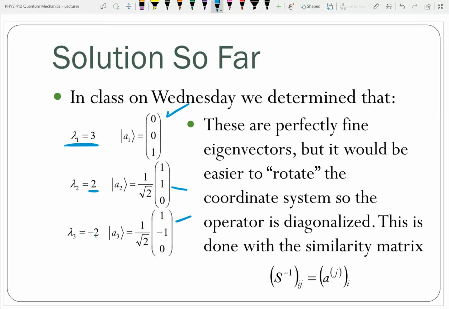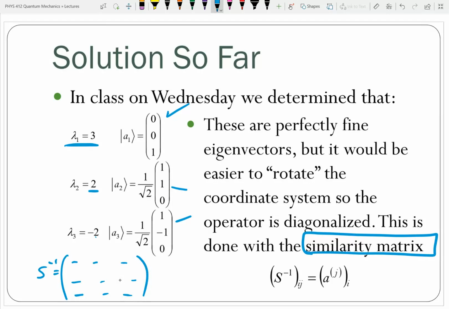We do this by creating a similarity matrix that will diagonalize. What is that similarity matrix? Well, here is the definition for the inverse of the similarity matrix. That is, S inverse, with row i and column j, is equal to A_j. I is representing the row, j is representing the column. That A_j means I'm going to take eigenvector 1 for j equals 1, eigenvector 2 for j equals 2, and eigenvector 3 for j equals 3. So the j was the column, i is the position, the row. And so all I'm going to do is slam together these 3 eigenvectors. So it's very simple.